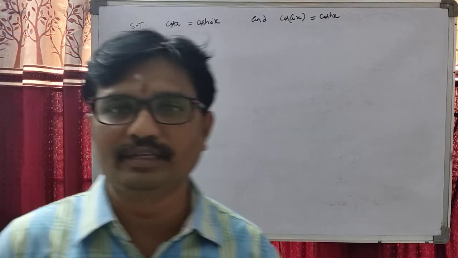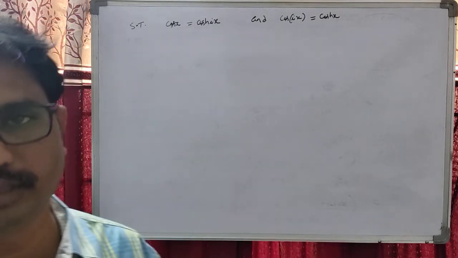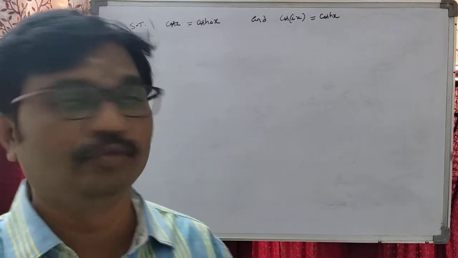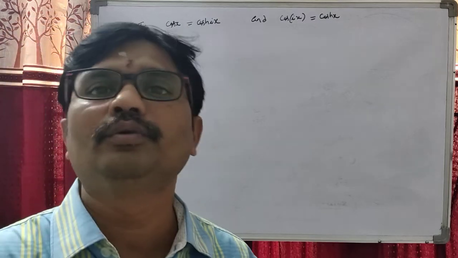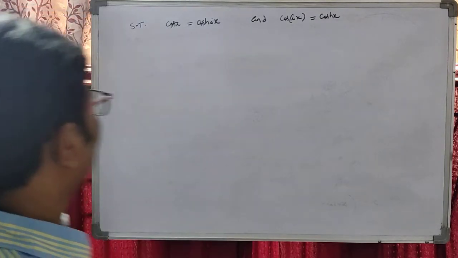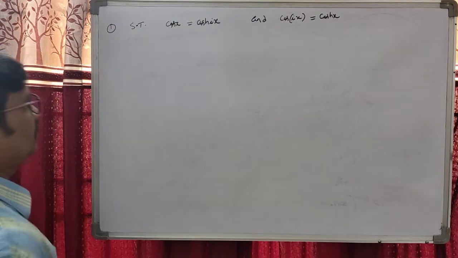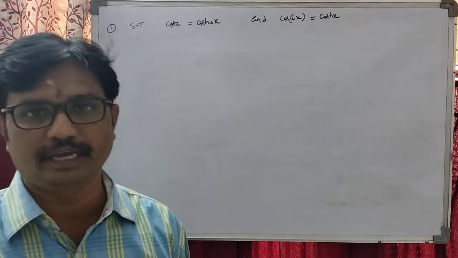Today we are going to discuss some models in De Moivre's theorem. After that, we will continue the objective in complex numbers. Okay, students, the first one: cos x equal to cosh of ix.